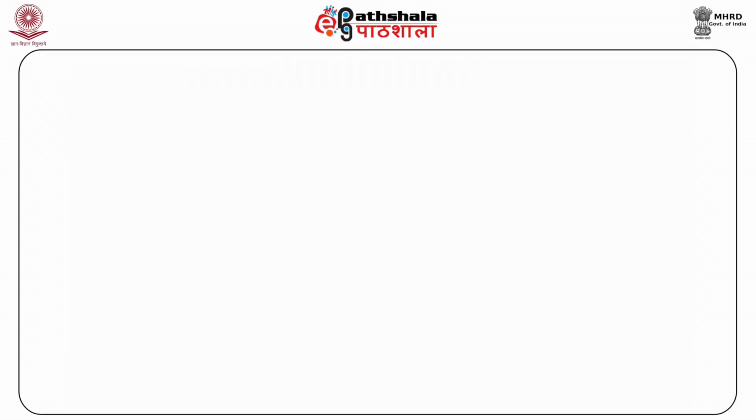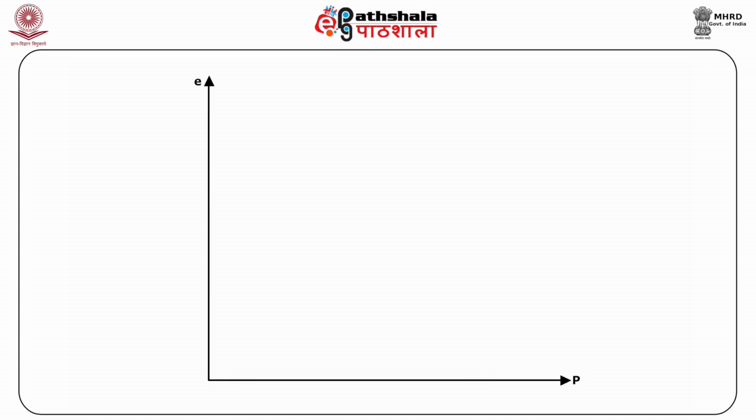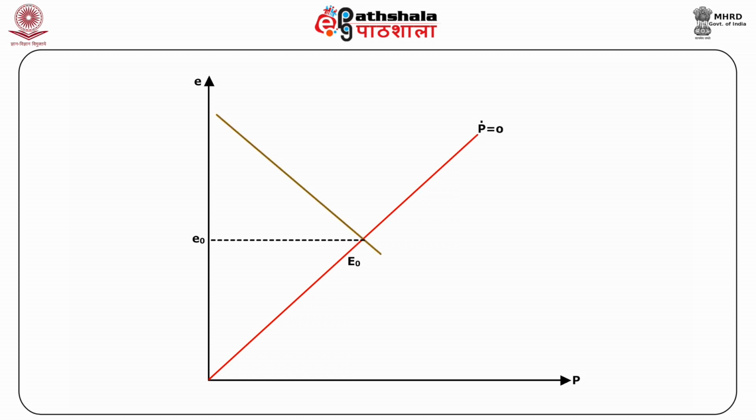The figure explains the effect of an increase in money supply in the short run through the phase plane diagram. In the figure, price is shown on the x-axis and exchange rate is shown on the y-axis. The economy is at equilibrium at point E0, where P dot equals 0 and E dot equals 0 lines intersect. S1 is the saddle path.